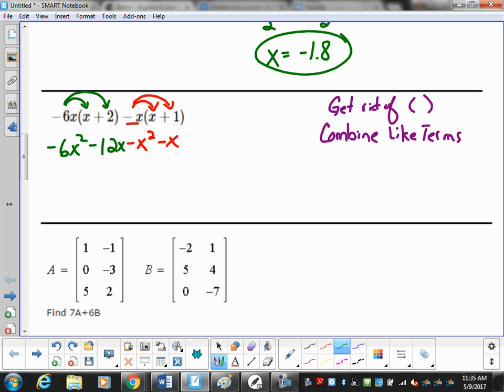So now when I combine like terms, I have those 2 terms to combine. The negative 6x squared and the negative x squared. And then I have the negative 12x and the negative x. So I'll start with the negative 6x squared minus 1x squared is a negative 7x squared. And then the negative 12x minus 1x is a negative 13x. So my solution for this one is negative 7x squared minus 13x.